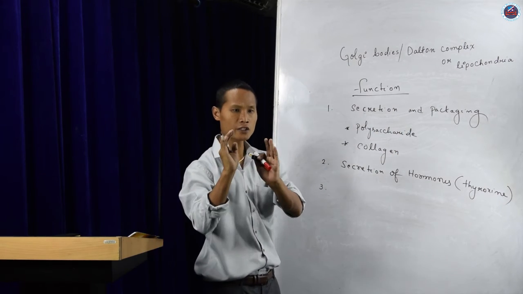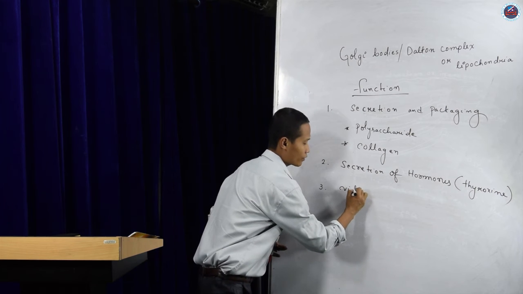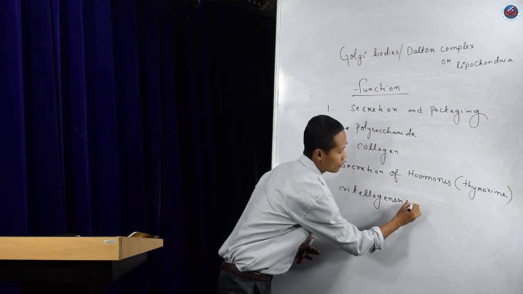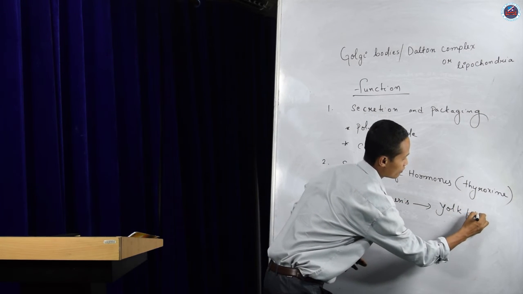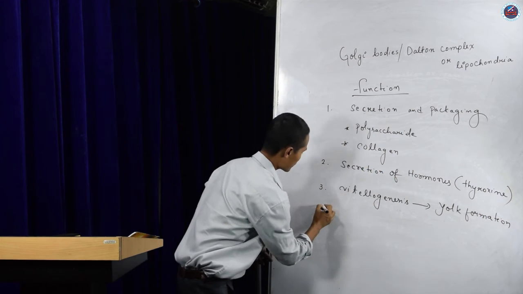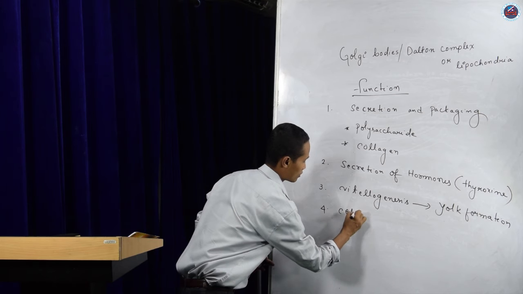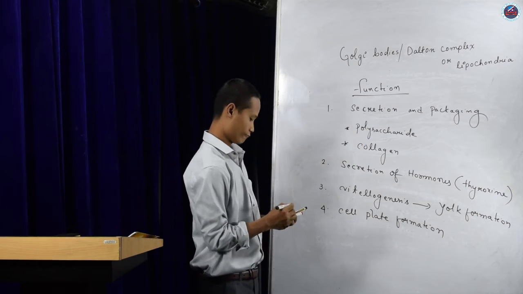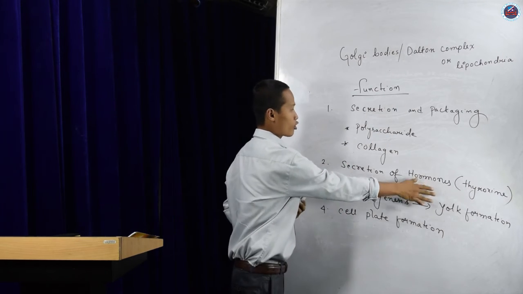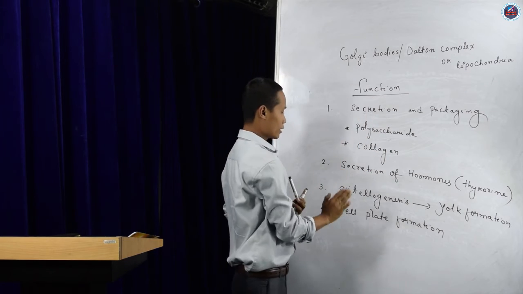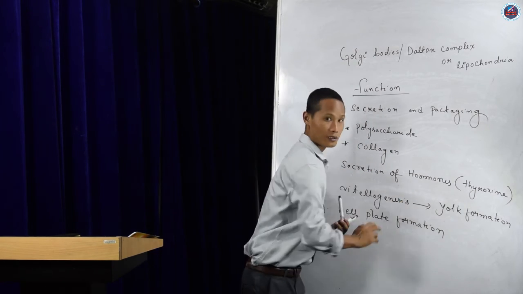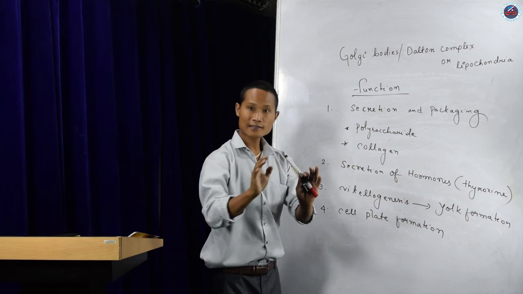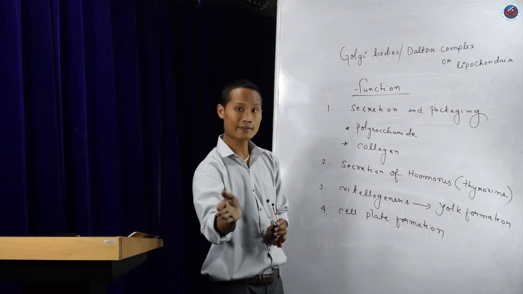The third function is yolk formation, that is vitellogenesis. Vitellogenesis is nothing but yolk formation. Another function is cell plate formation. So the Golgi body helps in secretion of hormones, polysaccharides and glycogen, in yolk formation, in cell plate formation, and also in the synthesis or secretion of the middle lamella, which is made of pectin.